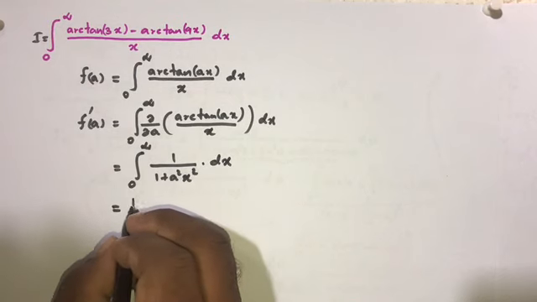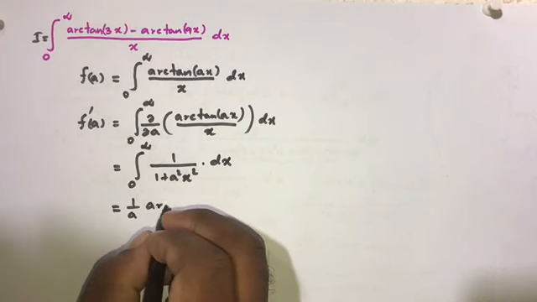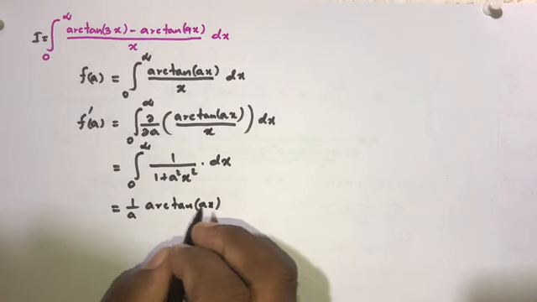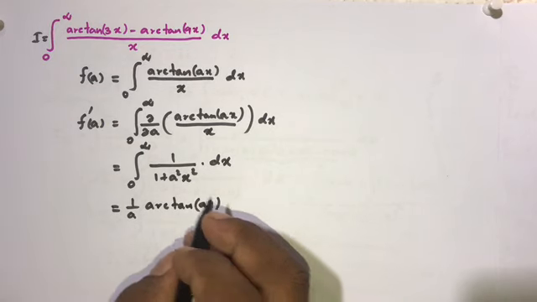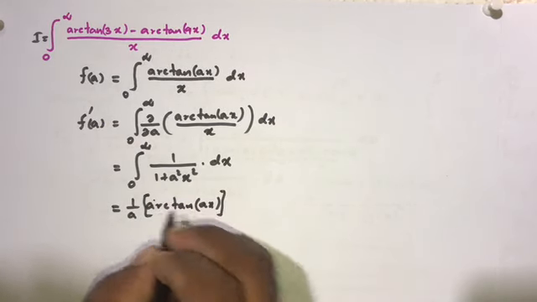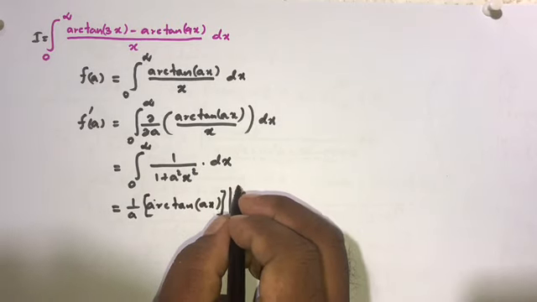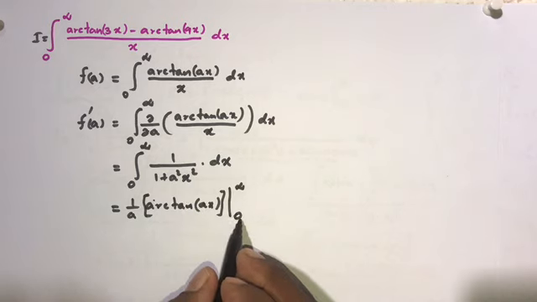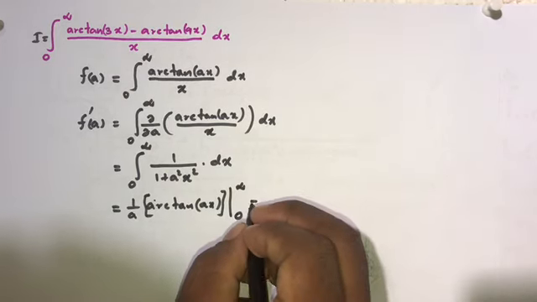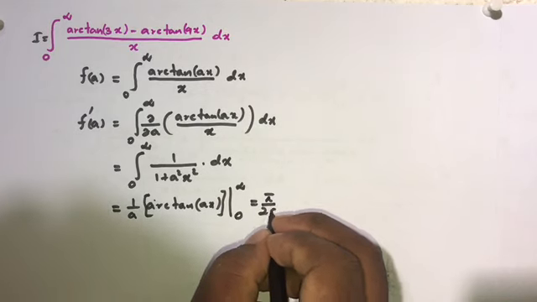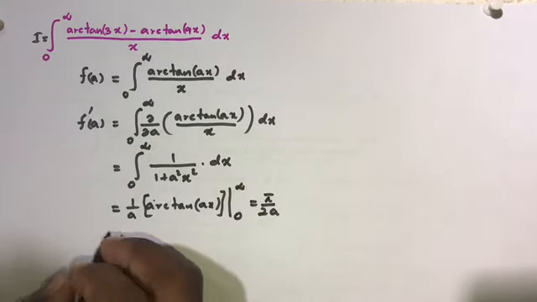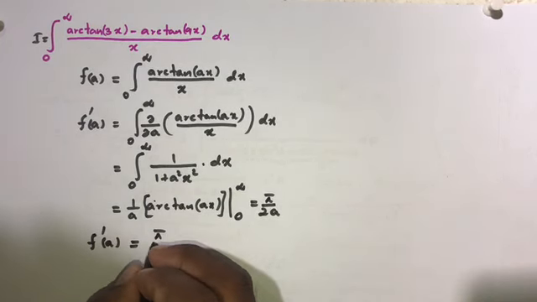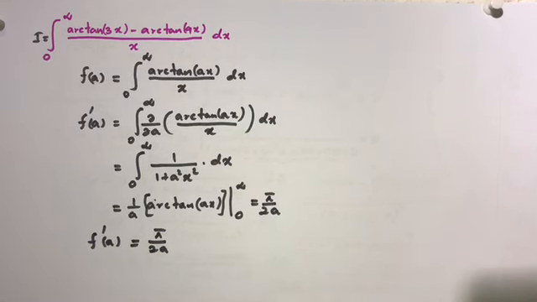Okay, now if we integrate this, we get 1 over a arctan of ax, with limits from 0 to infinity. Now if we plug in infinity here, we know pi over 2. If we plug in 0, we get 0, so this is equal to pi over 2 times a. Now we know f dash of a is equal to pi over 2 times a.